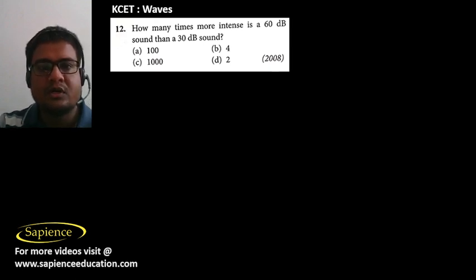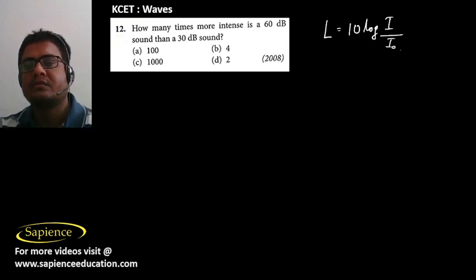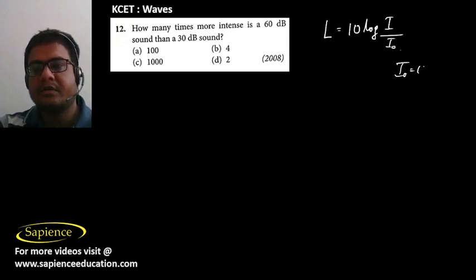Question number 12 is: how many times more intense is a 60 decibel sound than a 30 decibel sound? So we know that the loudness of a sound is given as 10 log of I by I naught, where I naught is equal to 10 power minus 12 watt per meter square. This is the intensity.